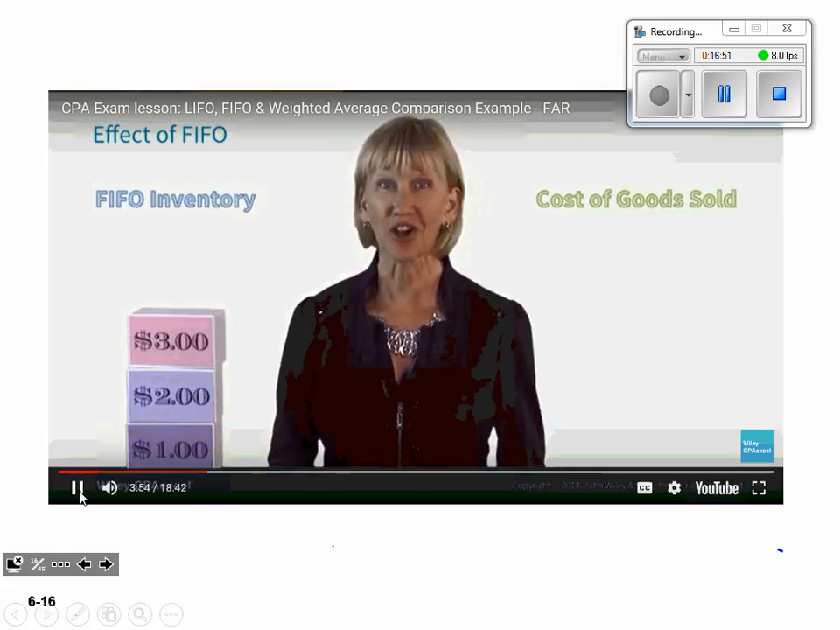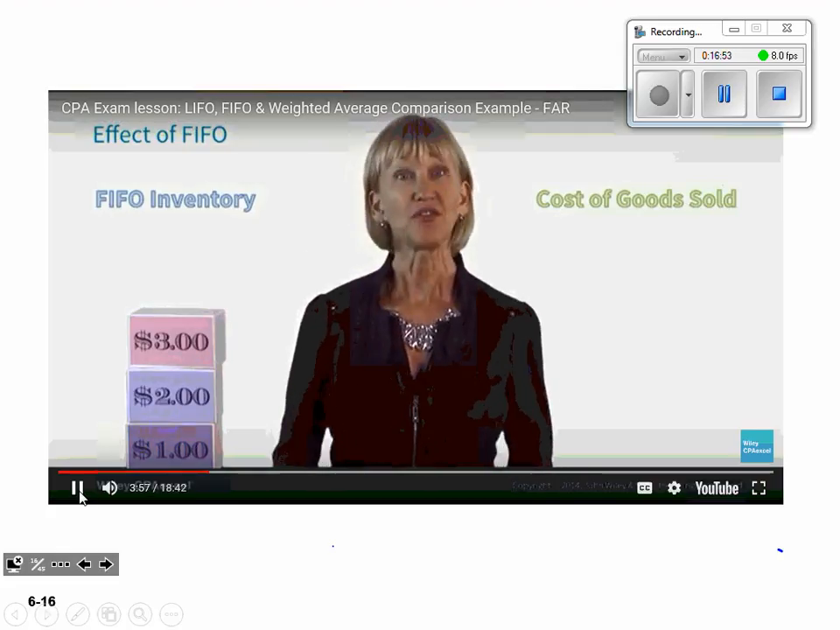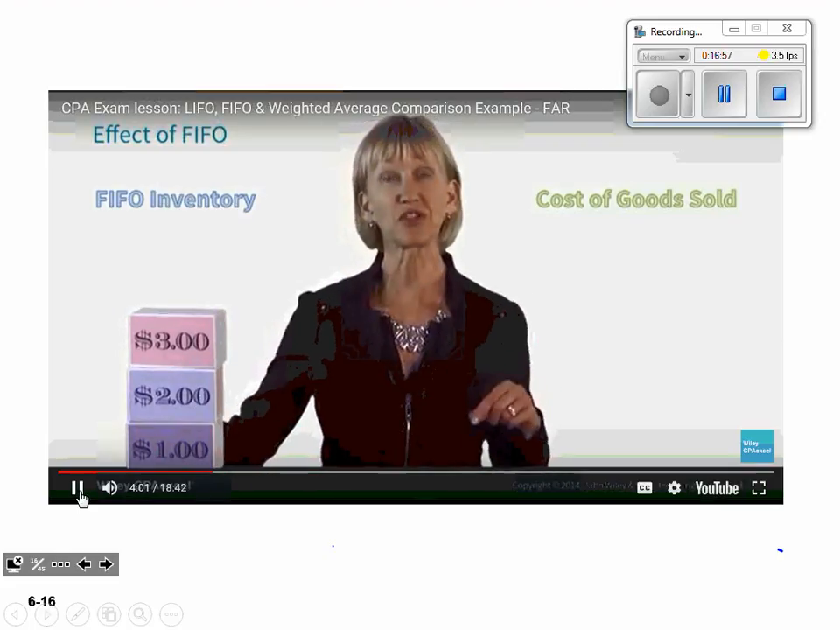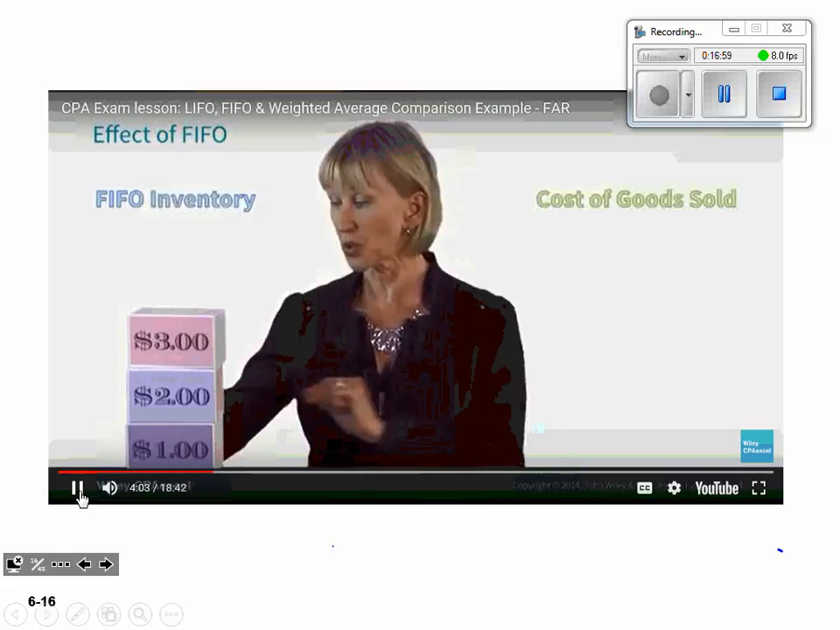Now what we want to do is the cost flow of those units. You're using FIFO. That means the first one in should be the first one out. This side is inventory.